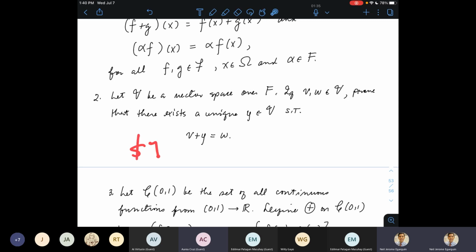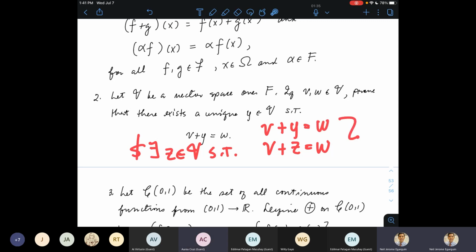So suppose there exists a Z in V that has the same property. That is, V plus Z equals W. And then we already know that V plus Y is equal to W, right? So you need to dig in for a contradiction. What will happen if we accept the fact that there is another distinct element Z, different from Y, such that V plus Z equals W? You should be able to get a contradiction, right? Something that must not be true regarding V and Z, okay?